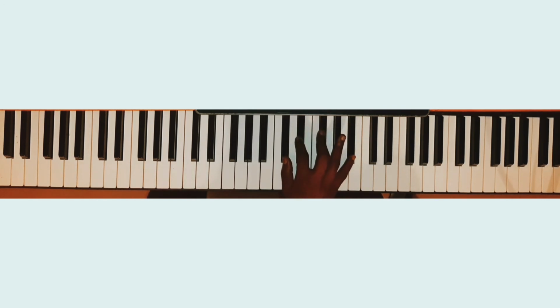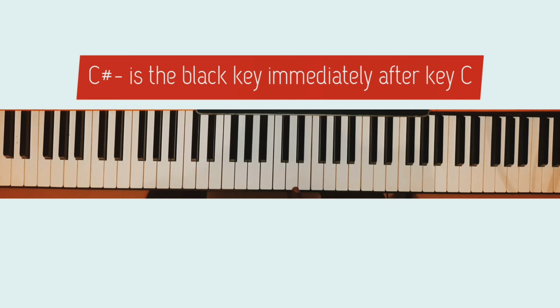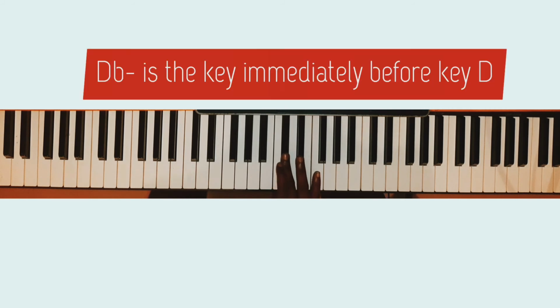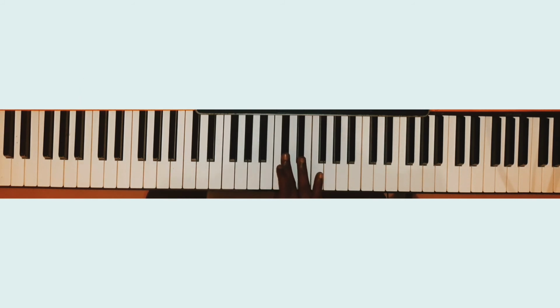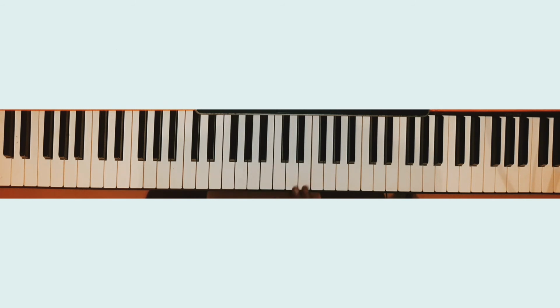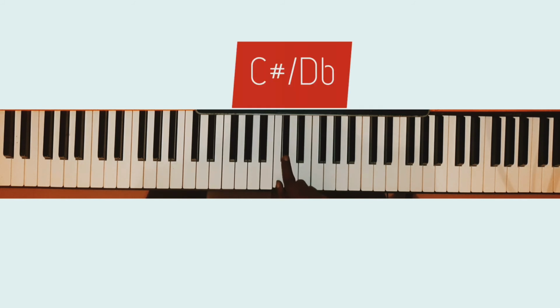And for the black keys, if this is your C, the black key after C is called your C sharp. And if this is D, the black key before D is called your D flat. It's a little bit confusing, but what I'm trying to say is each black key has two names. The name is either for the white key behind it, or the white key after it. So in respect of C, I call it C sharp. Or in respect of D, I can call it D flat.